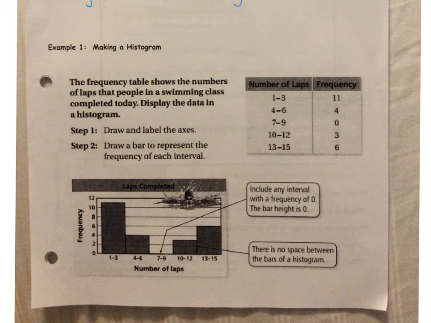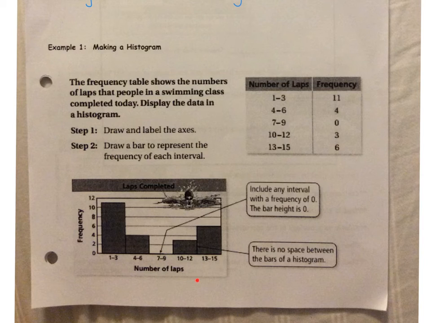The frequency table, which is right here, shows the numbers of laps that people in a swimming class completed today. Display the data in a histogram. So here's our frequency table. Here are our intervals. They give us our intervals. Here's the frequency that should occur at each of those intervals. First, we're going to start with step 1, draw and label the axes. Okay, so we would draw and label our x and y axes.